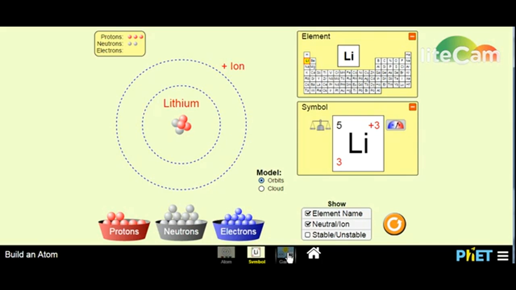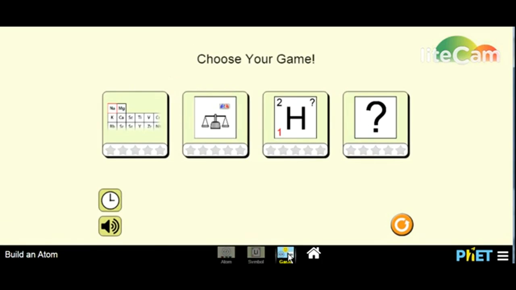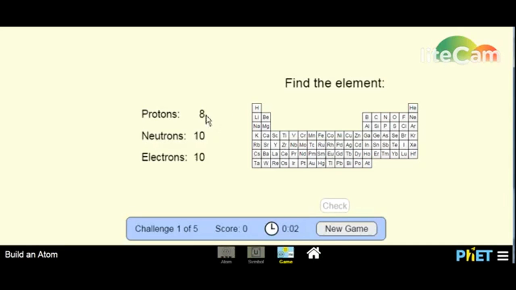Now that you know that, click on the game card over here, and let's play the Find an Atom game. This is telling me that I need to find an element that has 8 protons. Well, that's easy. 8 protons is number 8. Number 8 is oxygen. So I click on oxygen.